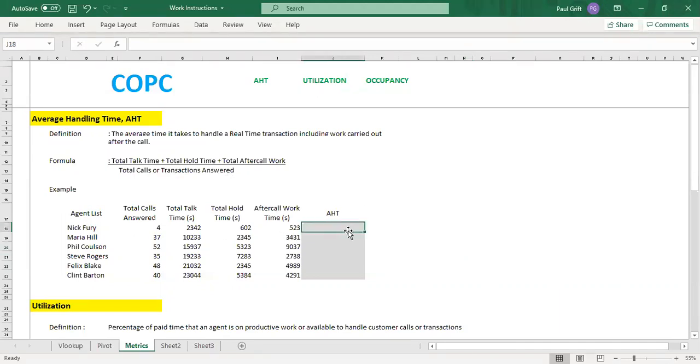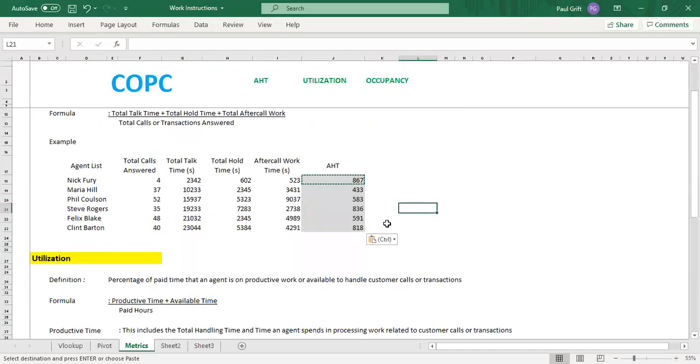Now let's proceed. We have this agent list. We also have the total calls answered and the components of the handling time. So let's total the components of the handling time, and then divide it by the calls answered, just to make it the average. And there you go. Now let's move on to utilization.